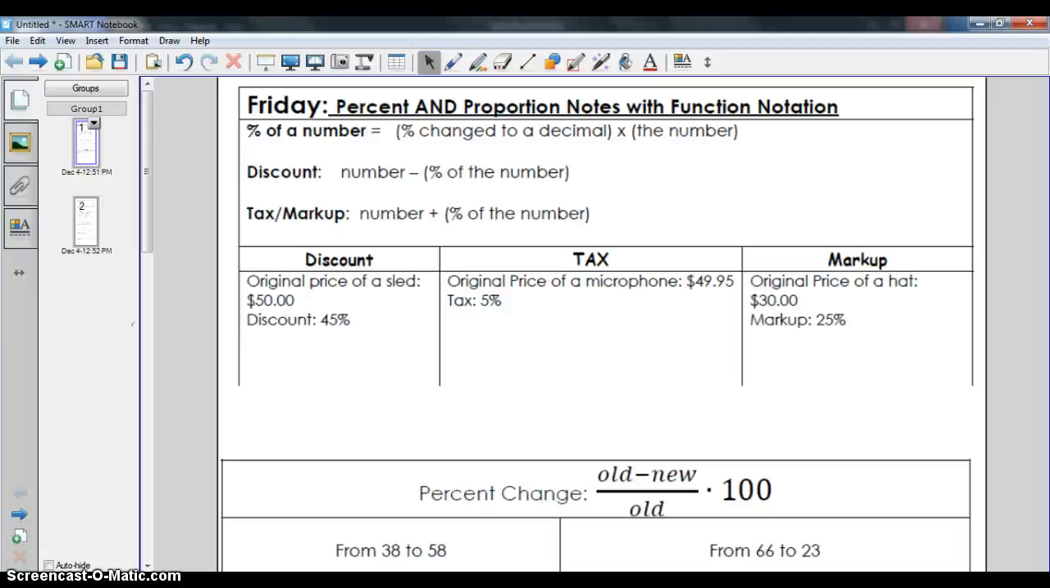This is your percents and proportions notes for the compass unit. Let's go ahead and talk about percents first.